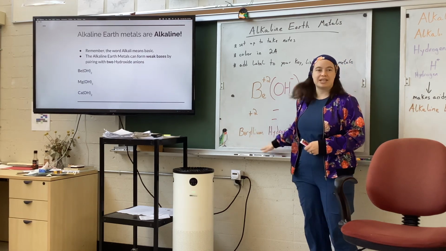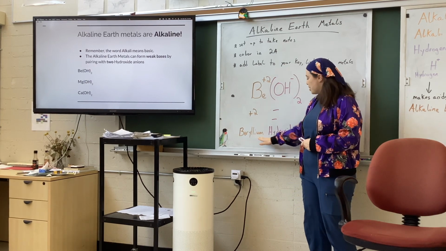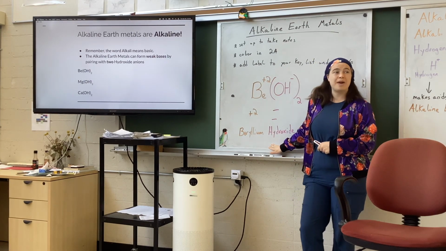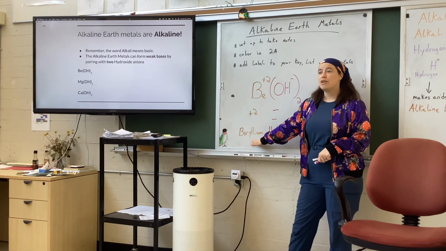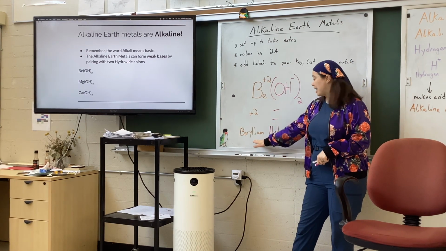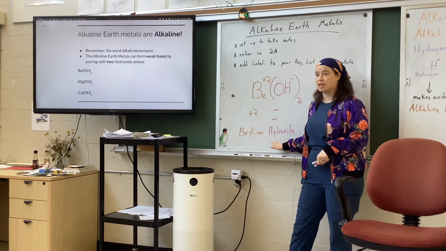So beryllium hydroxide is the name for this. I don't think there's really a common name for it. But with ionic compounds, the way we name them is pretty simple. It's just the name of the cation followed by the name of the anion. So our cation is called beryllium, our anion is called hydroxide. So this is just called beryllium hydroxide.